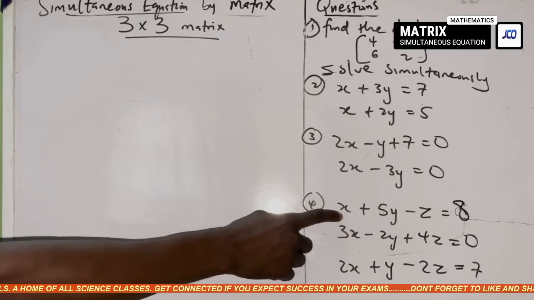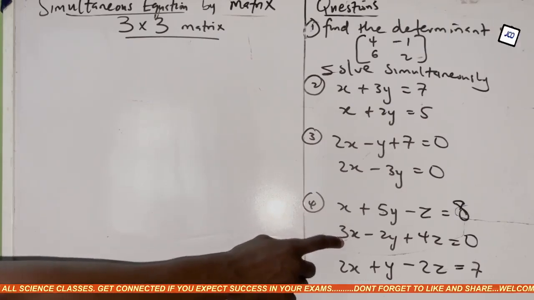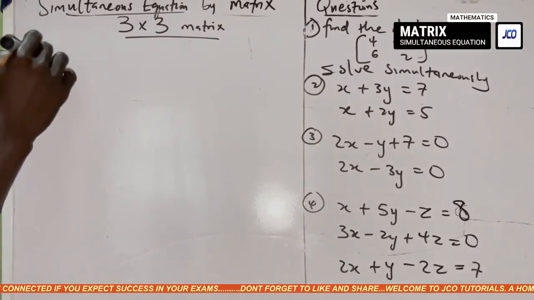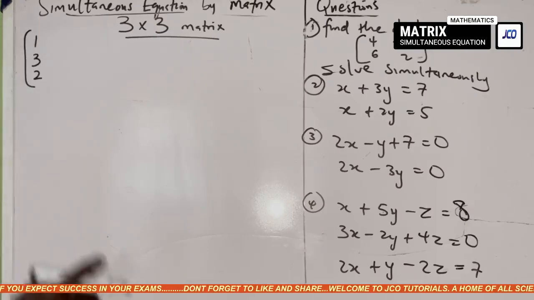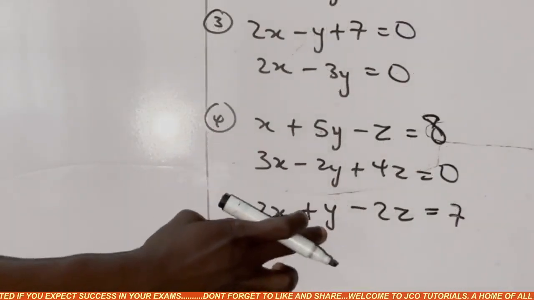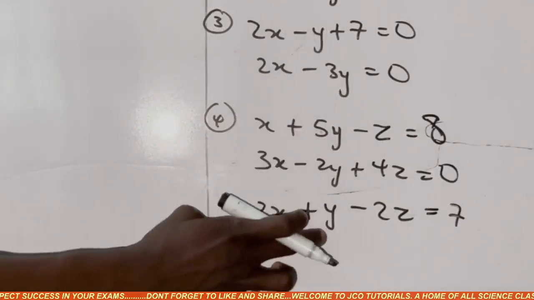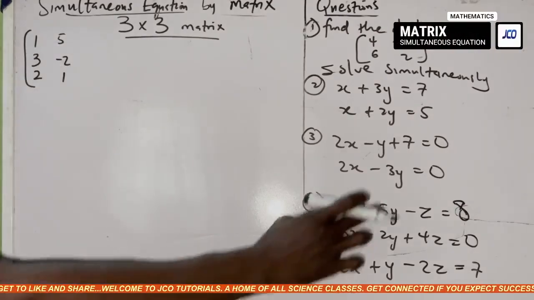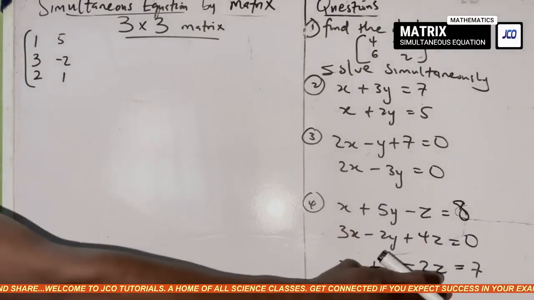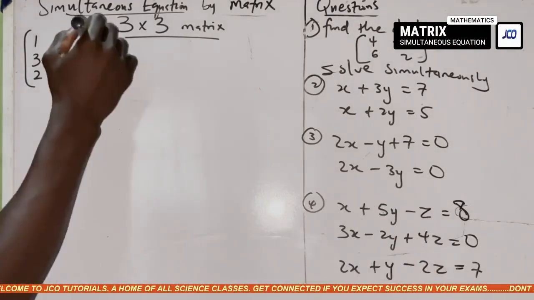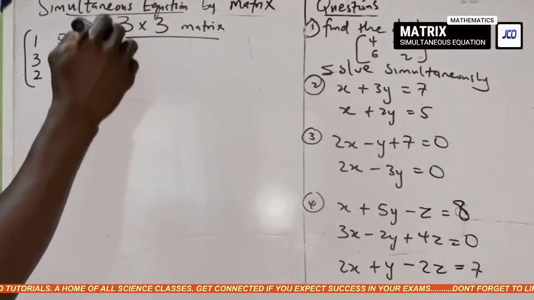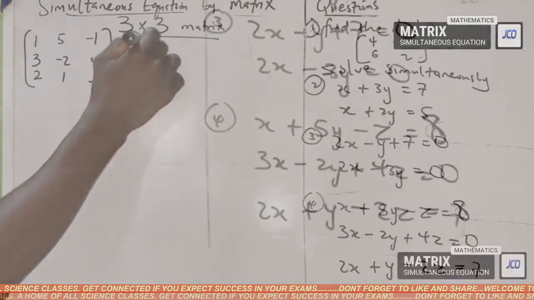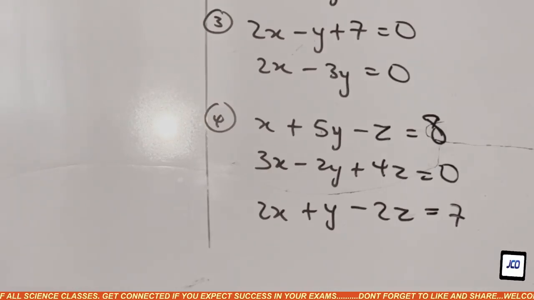We have x, 3x, and 2x. What's the coefficient? 1, 3, and 2. And here you have 5y minus 2y, so you have 5, minus 2, and 1. Minus z, 4z, minus 2z. So that's minus 1, 4, and minus 2. That gives us the result there, 8, 0, and 7.